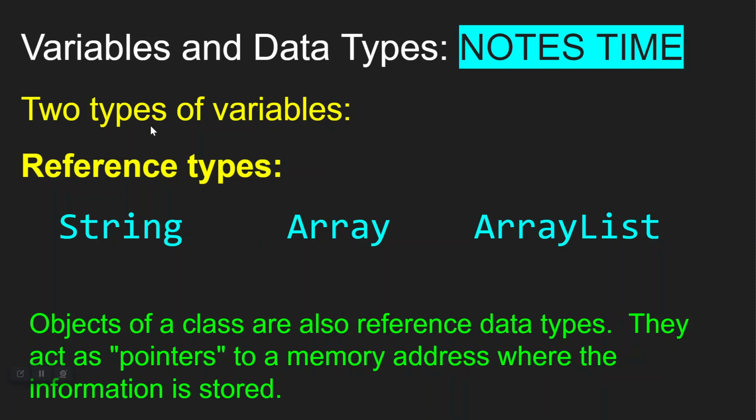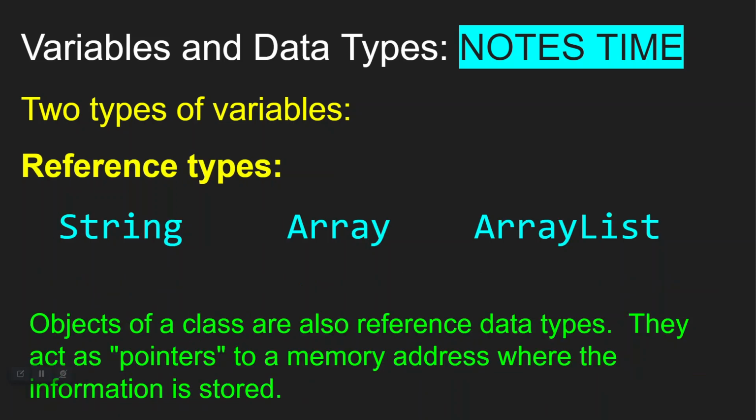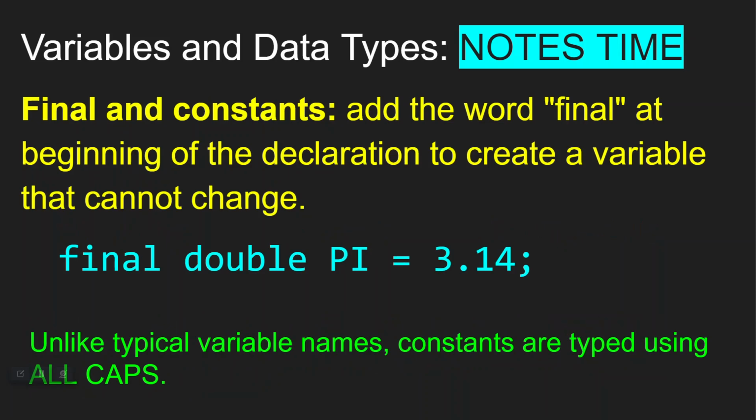Just basically know that there are primitive data types and there are reference data types, and they're pretty easy to spot the difference between the two, because primitive data types are all lowercase, whereas reference data types get capitalized. Okay, let's wrap this up.